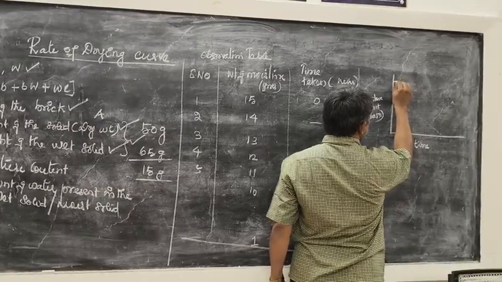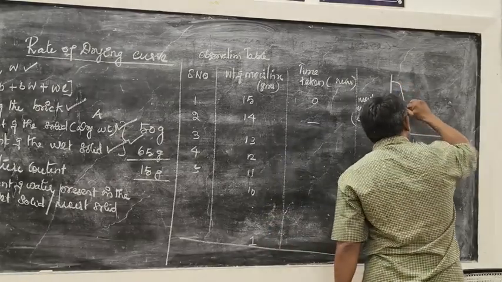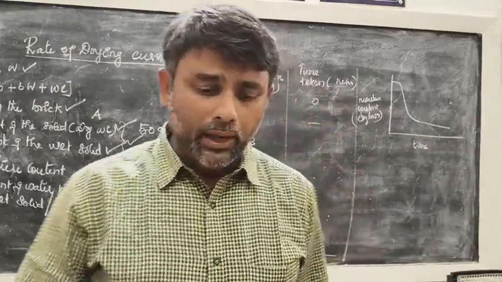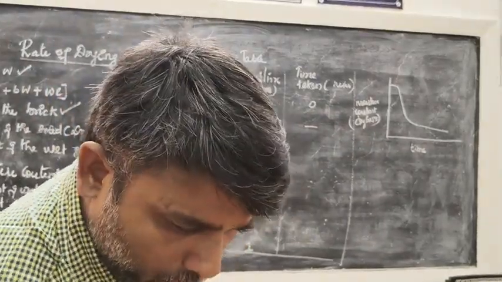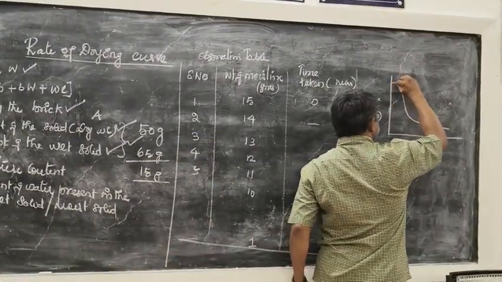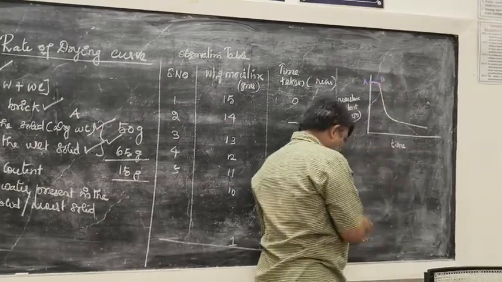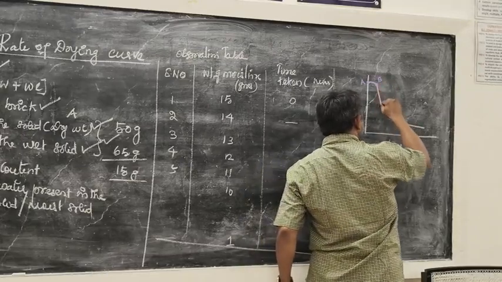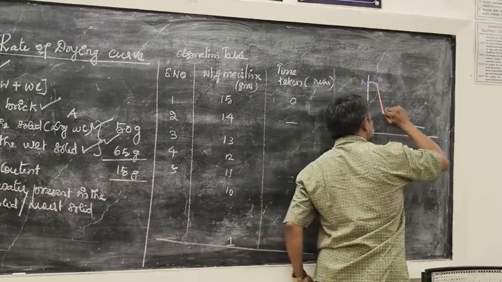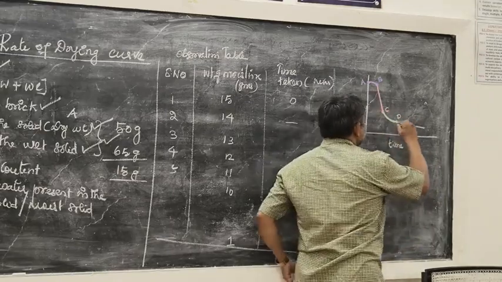This is one segment. This is another segment. This is another segment. Now I am going to label the changes in slope of the graph. See, this is A to B. This is point A and this is point B. This is B to C, and this is C to D, and this is B to E.